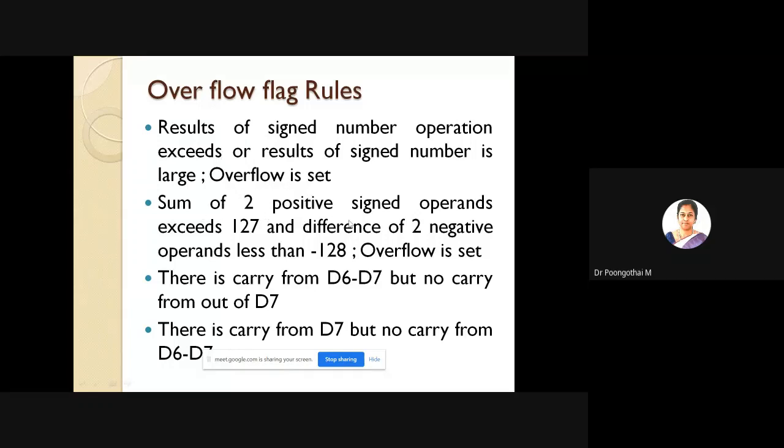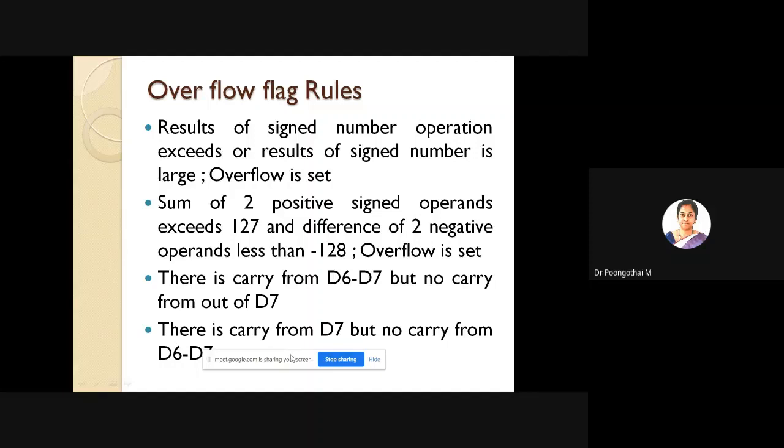And if the sum of two positive signed operands exceeds 127, or the difference of two negative operands is less than minus 127, the overflow flag will be set. So the range is between minus 128 and 127. If it exceeds, the overflow flag is set. And the fourth rule, according to your processor hardware: if there is a carry from D6 to D7 but no carry out of D7, the overflow flag will be set. Also, if there is a carry out of D7 but no carry from D6 to D7, the overflow flag is set.